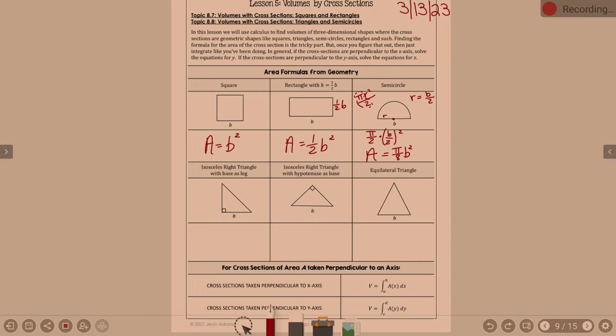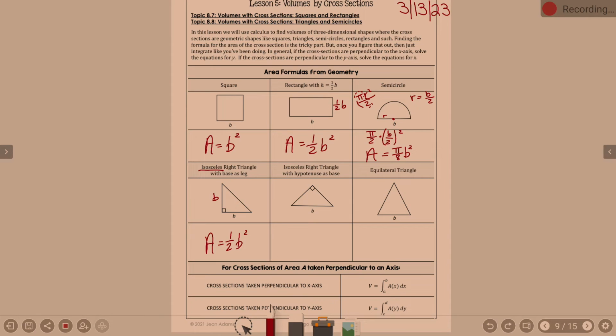And notice it does say isosceles. What's isosceles mean? The two sides are equal. So if this is B, then this is also B because it said isosceles. So what's that looking like? 1/2 b squared.